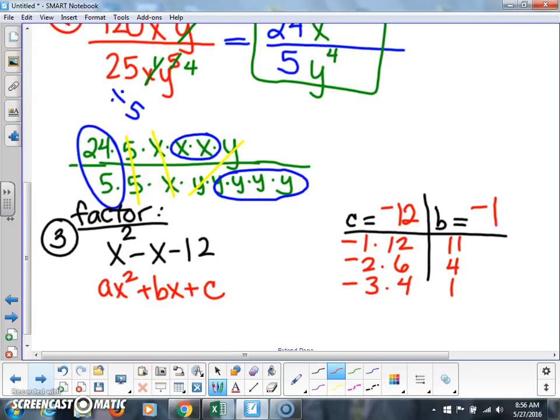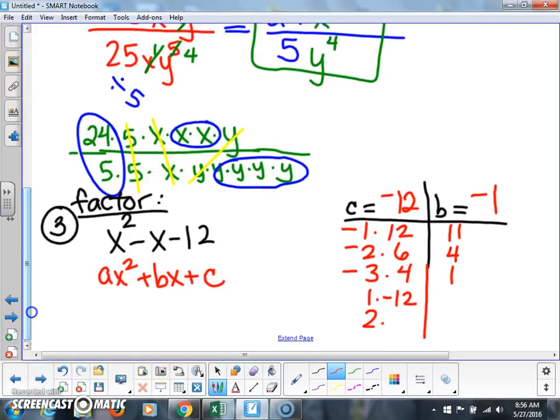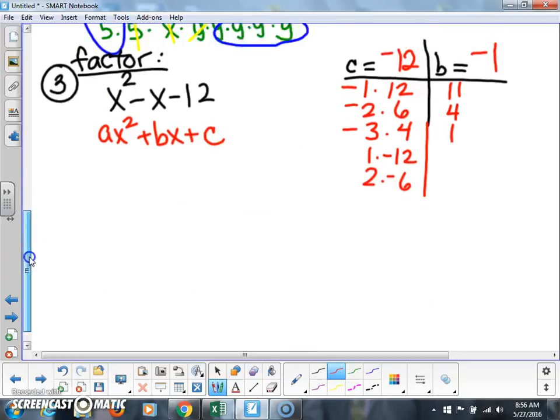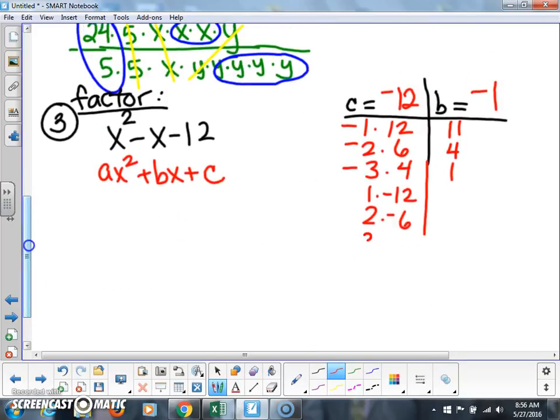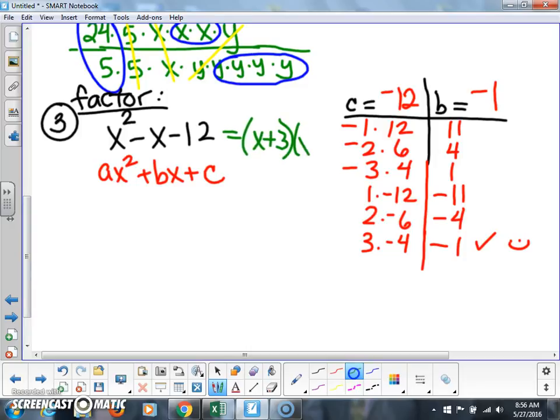So now I'm going to say, okay, let's make 1 times a negative 12, 2 times a negative 6, 3 times a negative 4. 1 minus 12 is negative 11. 2 minus 6 is negative 4. 3 minus 4 is negative 1. That's what we want, okay? So our factors are going to be x plus 3 and x minus 4.